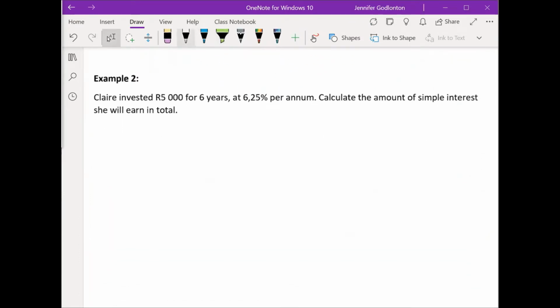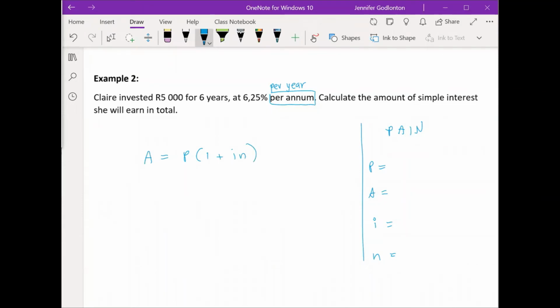So I'll try and read it, and there'll be a couple of things that we need to talk about. First of all, the new thing here is that this says per annum. That's just a fancy way of saying per year. So when you see that in a question, annum is just a fancy way of saying year. The first thing you need to do is write out your pain grocery list, and then you're going to try and put it into the formula.